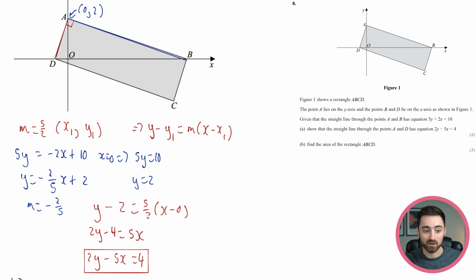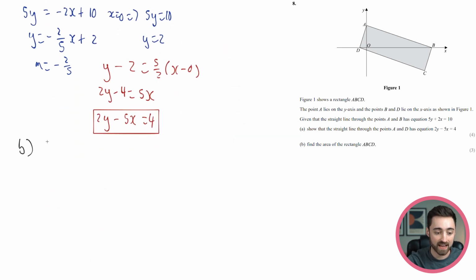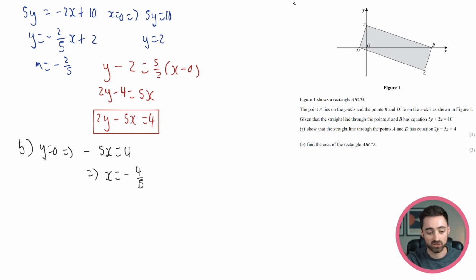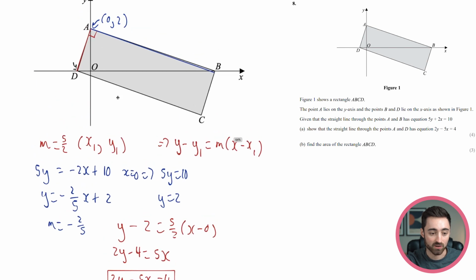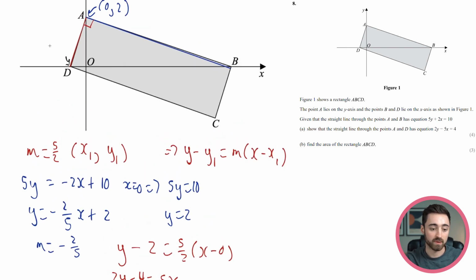So I think we can work out the coordinates of D, because that is where the line AD meets the x-axis. So if I set y equals 0, I'm going to get that x coordinate. So the equation of AD is this here, isn't it? When y equals 0 this time, I'm going to get minus 5x equals 4. This is going to let me know that x is equal to minus 4/5. So straight away, I know the coordinates of this point. It's going to be minus 4/5, 0.